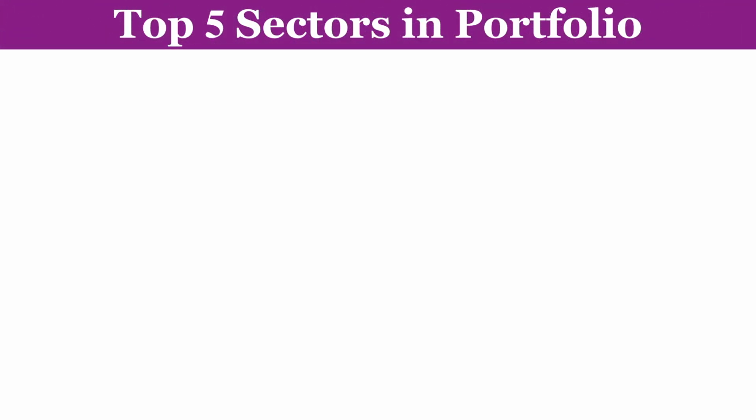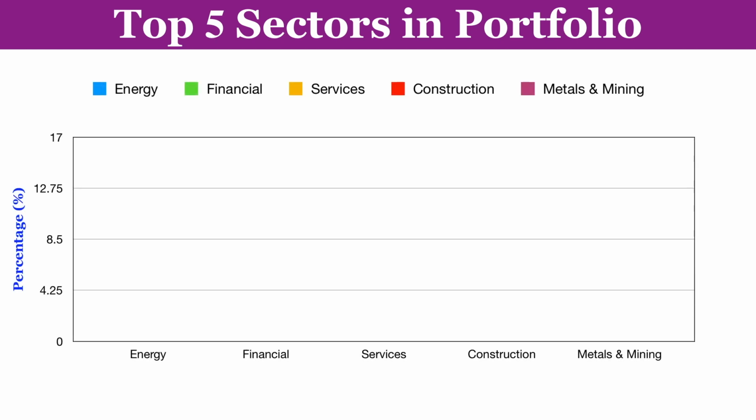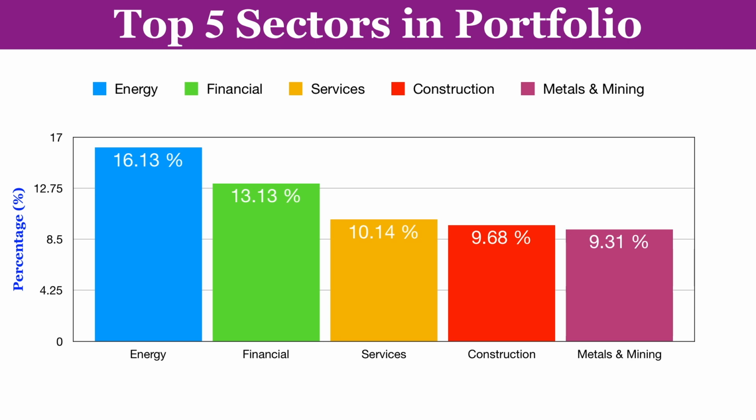In this next section, we will understand the top 5 sectors in this portfolio. It has the energy sector with an allocation of 16.13%. Then financial comes into play, which is around 13.13%. Then services, which is around 10.14%, followed by construction and metals, which are just under 10% of allocation.